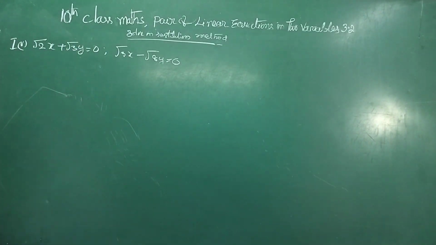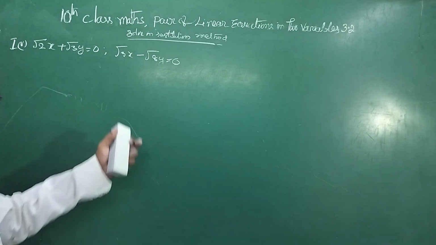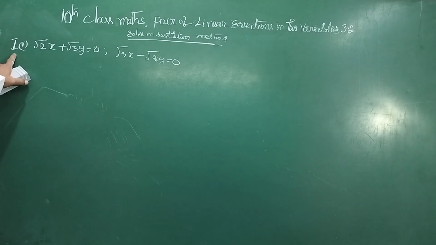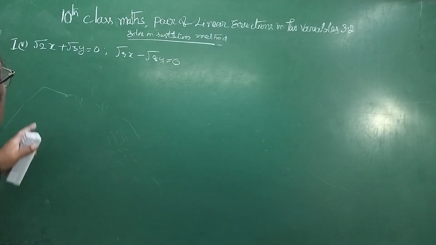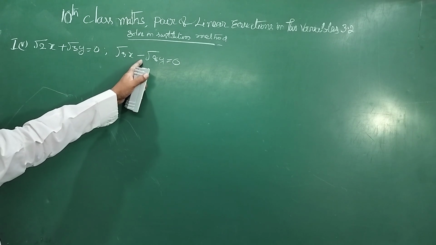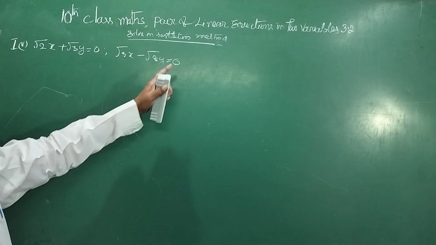Good morning. 10th class mathematics, pair of linear equations in two variables, exercise 3.2. In 3.2, solve with the substitution method only. In the first question, fifth bit: 2x plus 3y is equal to 0, and 3 root 3x minus root 8y is equal to 0.